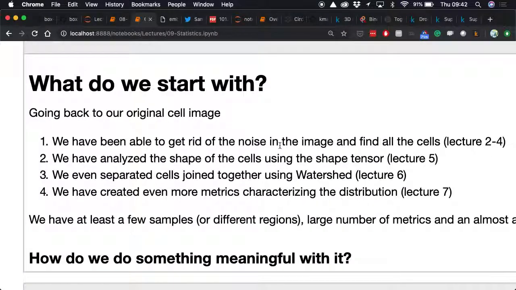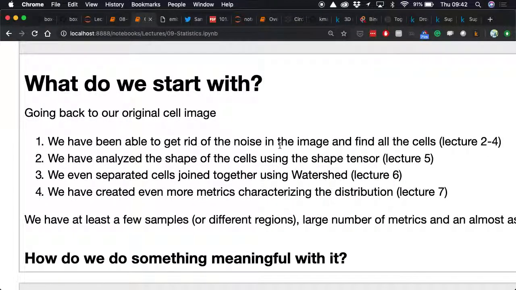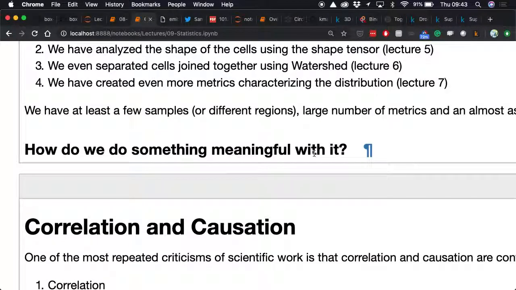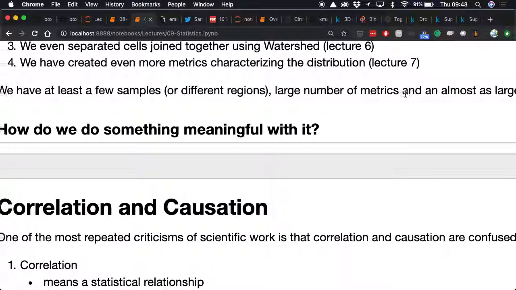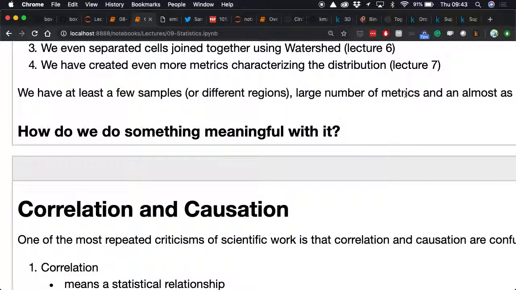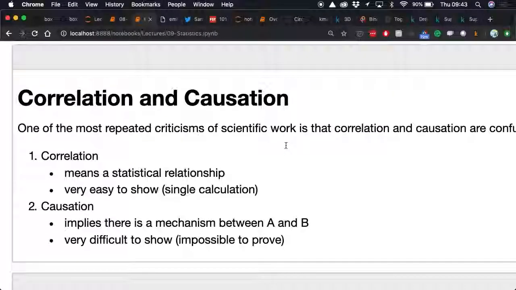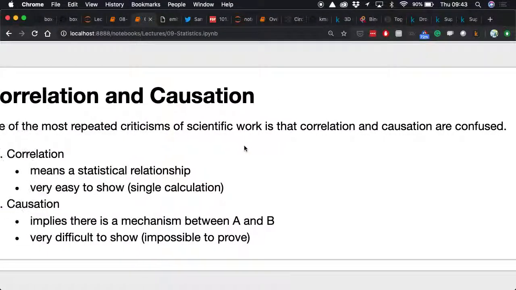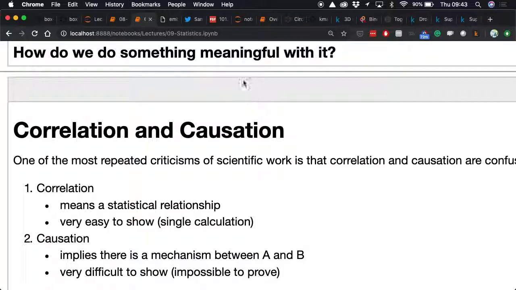If we start off with our original cell image, we got rid of noise, we analyzed the shape of the cells, we then separated them with watershed. We could track them. We could do a whole number of different analyses with it and calculate a huge number of metrics. It's potentially interesting that we could do that. Those are the tools we've covered now. But how do we really move on to do something meaningful with it? This is where we get to correlation and causation.